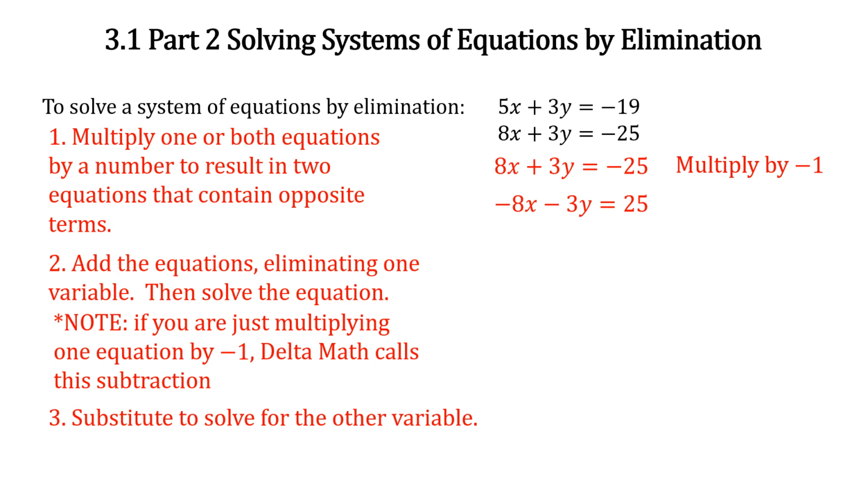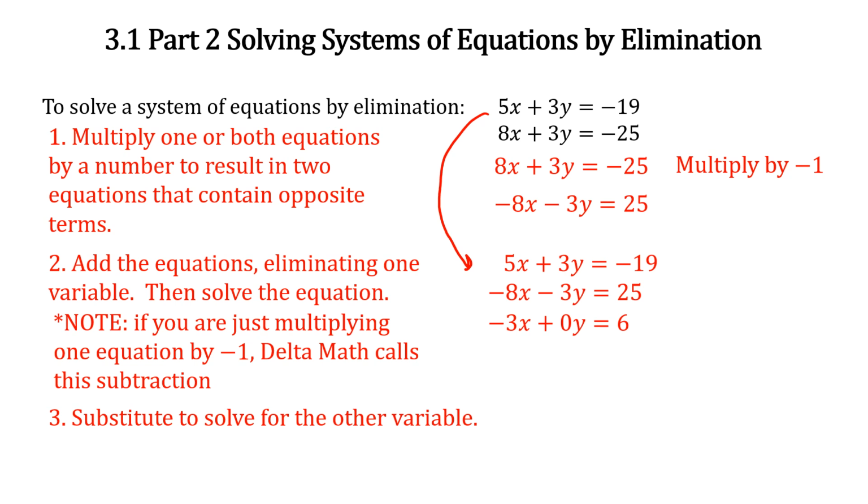So now I'm going to take the two equations, bringing all this down here with my changed signs, and now you just add everything up. 5 plus -8 is -3. 3 minus 3 is 0. -19 plus 25 is 6. So obviously the y term just goes away, and I'm down to one variable. I can divide both sides by -3 and get that x is -2.